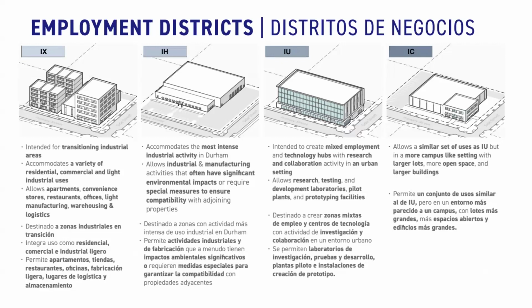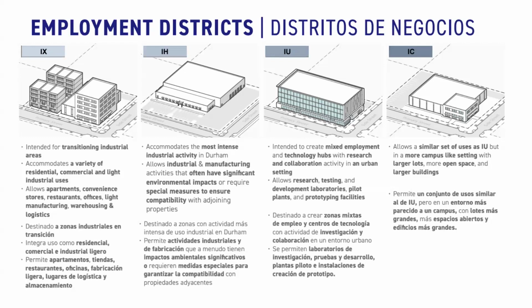As I said before, this one isn't actually mapped yet, but it's essentially meant as a new district, which includes a mix of light industrial, but also residential uses. Intended more for things like transitioning areas between residential and industrial. Allows things like apartments, convenience stores, restaurants, offices, things like that.